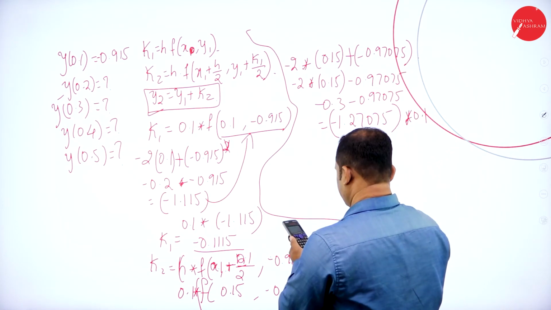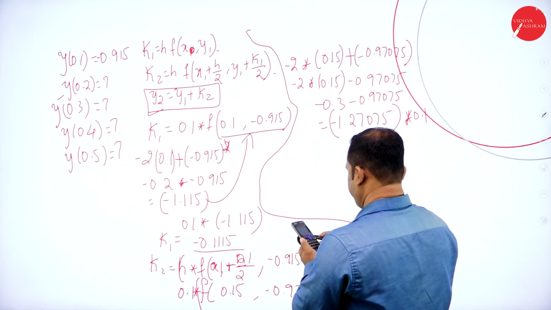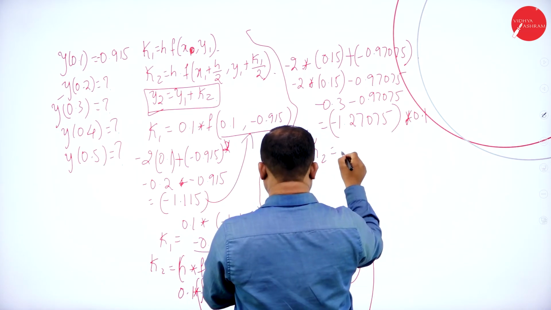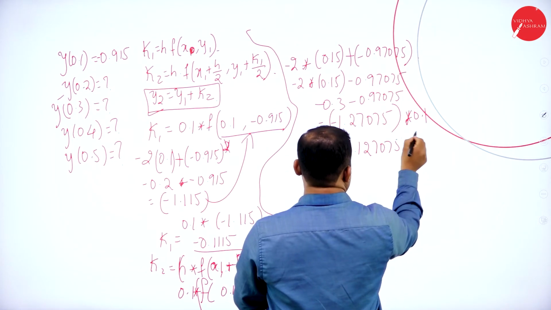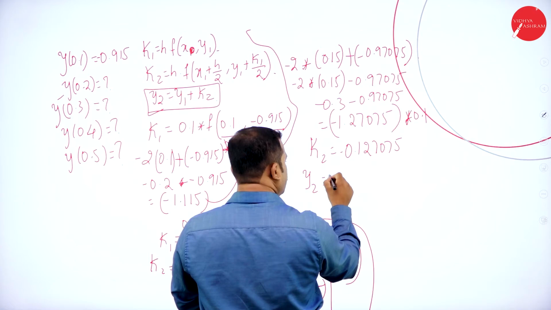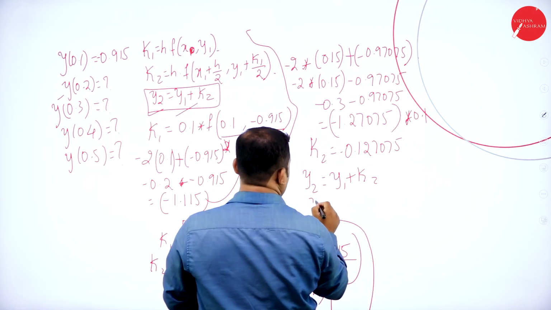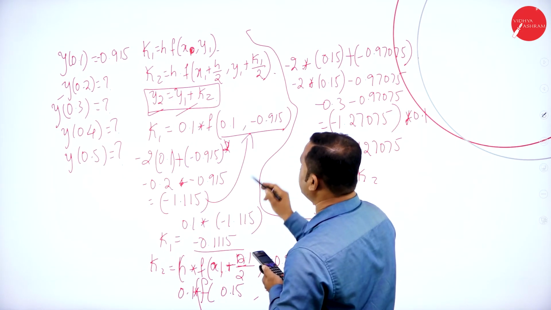What is the value we are getting? Into 0.1, which is equal to K2 is equal to minus 0.127075. This is the value of K2. Now, how can I find out the value of Y2? Y2 is equal to Y1 plus K2. The same formula. That is Y2 is equal to, what is the value of Y1? Y1 we have obtained here.